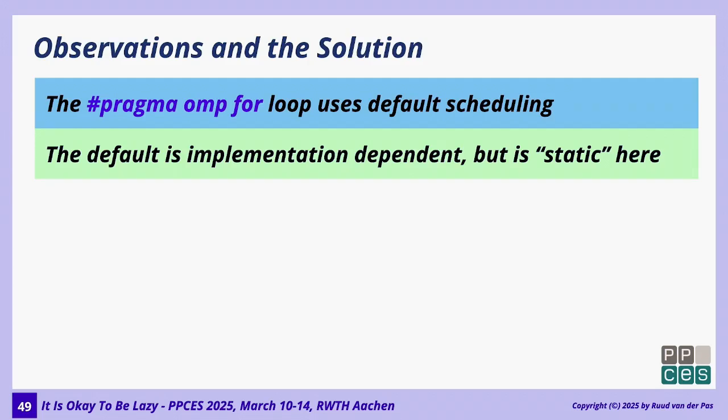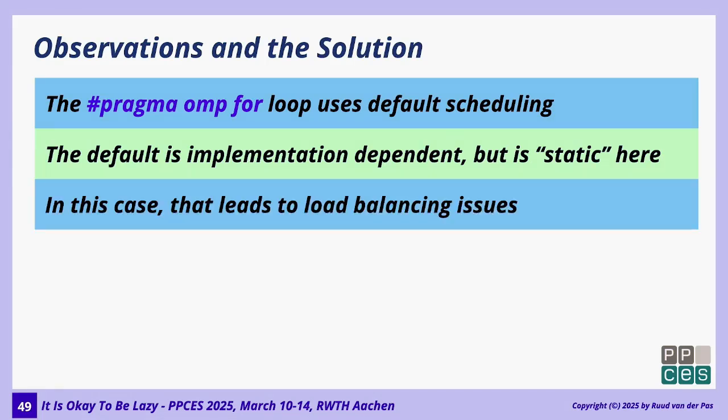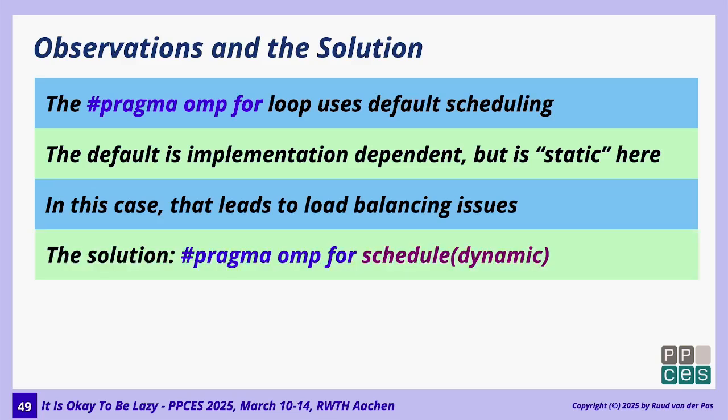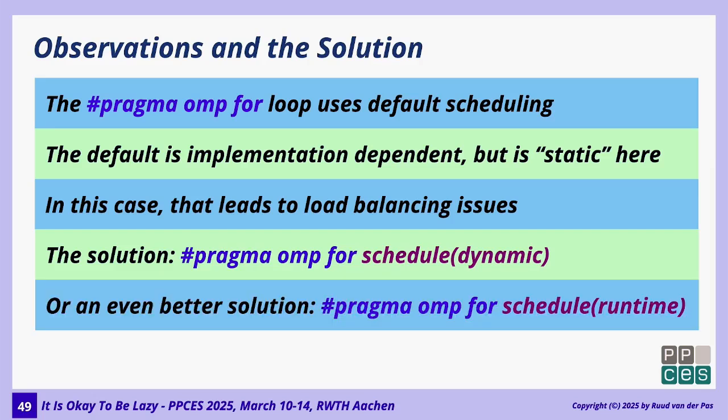It's cheap to do, it's cheap at runtime. You don't want to do that dynamic by default, but in this case, that's a bad choice. Because I know different threads do different amounts of work, so static is not good, and I use the schedule clause. If you use the schedule clause, in this case I use dynamic, but what I really do, I use the runtime version, because then I don't have to recompile my code.